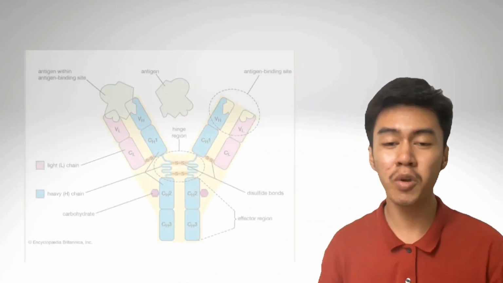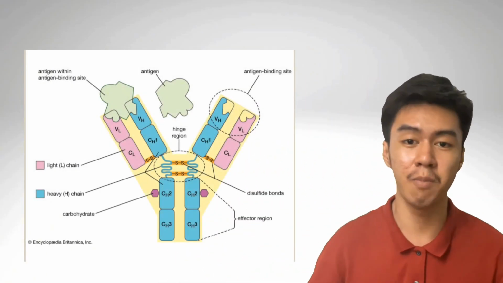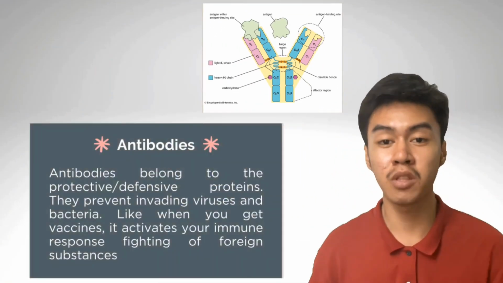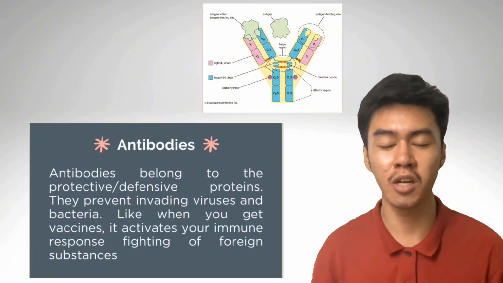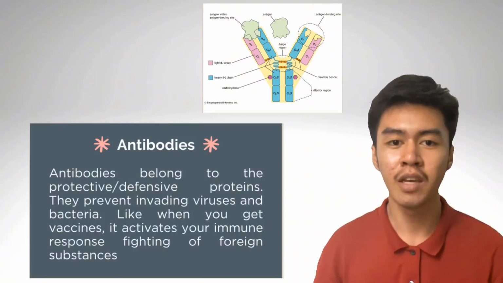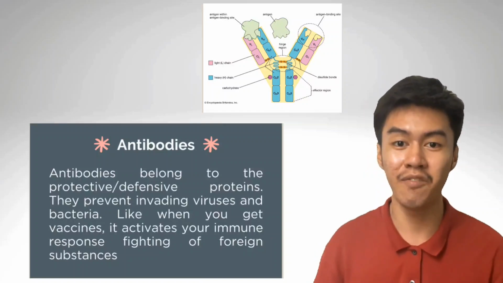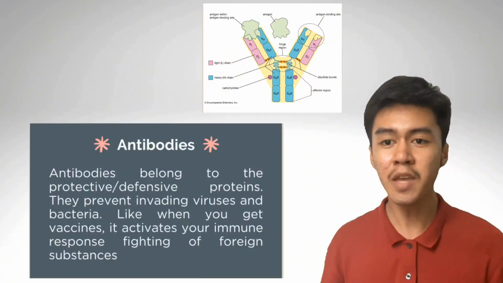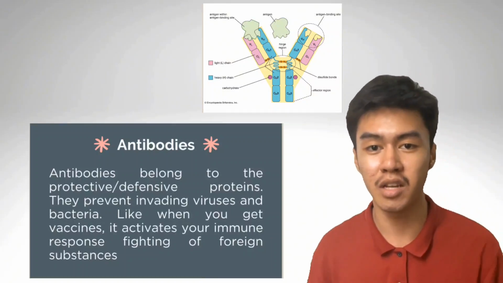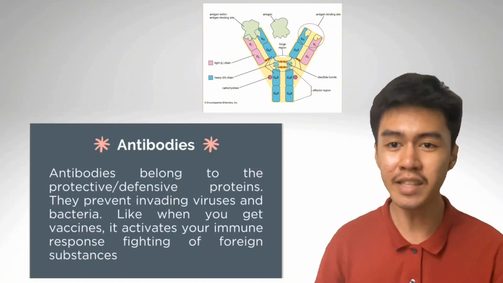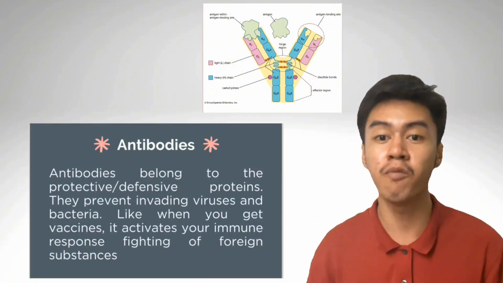So you might be wondering how the different classifications of proteins are encountered in the medical field. Here is an example, which is a photo of an antibody. Antibodies belong to the protective or defensive proteins in the biological importance classification, and they are encountered in the everyday life of a medical professional. They prevent invading viruses and bacteria. Like when you get vaccines, it activates your immune response fighting foreign substances. So that ends my discussion about the different classifications of proteins.